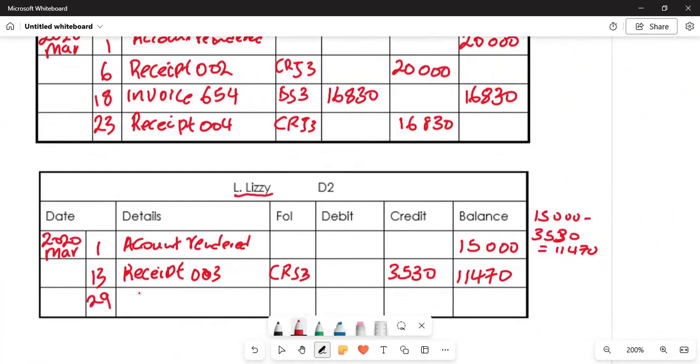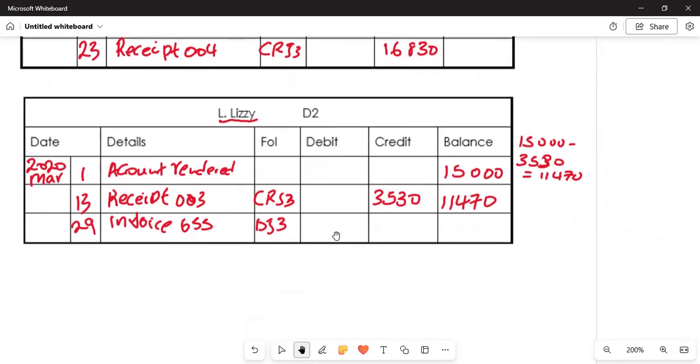Now on the 29th, we are going to have what? Invoice number 655, and then we're going to have what? Debtors journal. It simply says the business sold goods on credit to Lizzie. That is why it is the debtors journal. So he sold the goods amounting to how much? 7,450. So we record it under the debit side because we're still owed by this person.